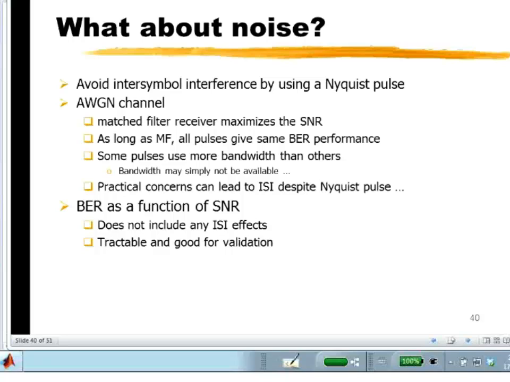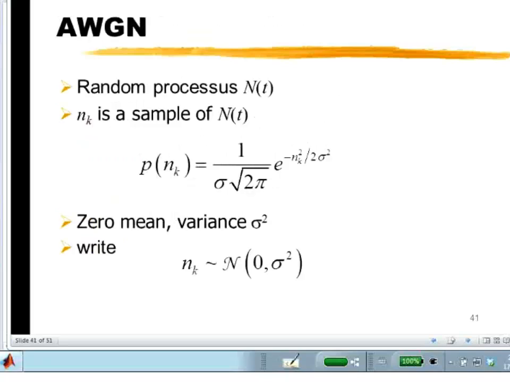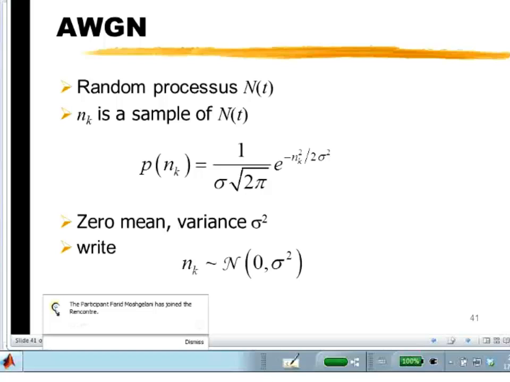So if we want to take into effect, for instance, ISI effects, we would have to look to a numerical simulator because it's just not tractable analytically. To close up this topic, talk a little bit about how you go about simulating a sampled additive white Gaussian noise. Additive white Gaussian noise is a random process. N of k is a sample, at an instant of time, of that random process. It is a random variable.